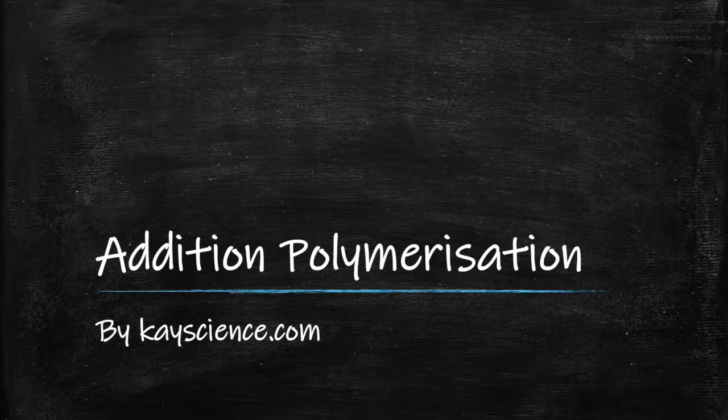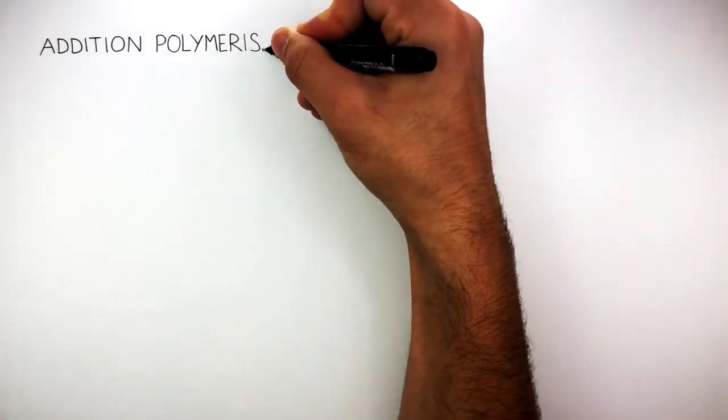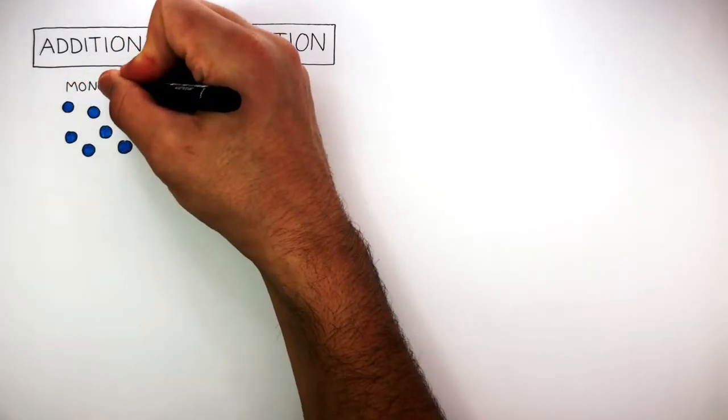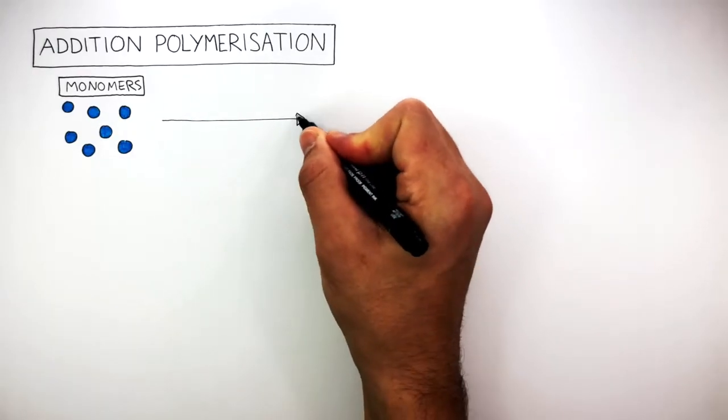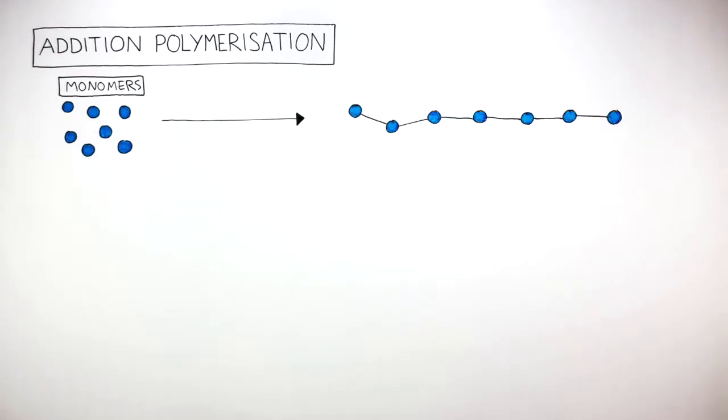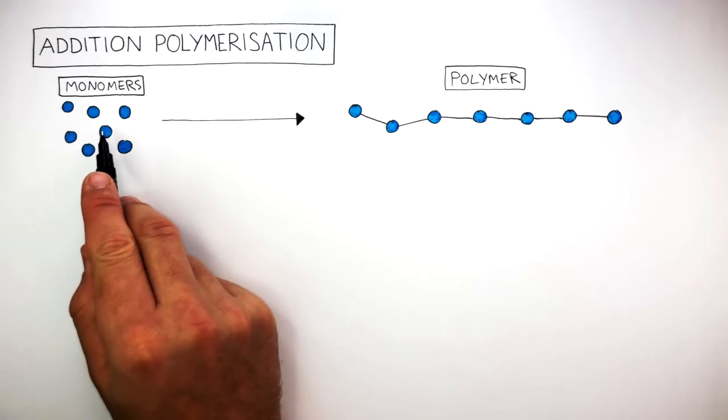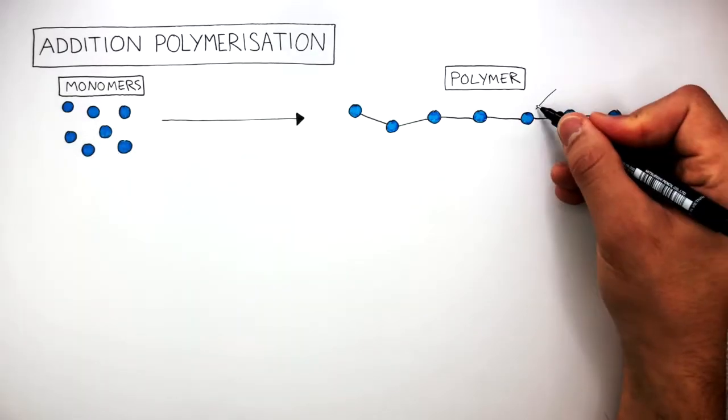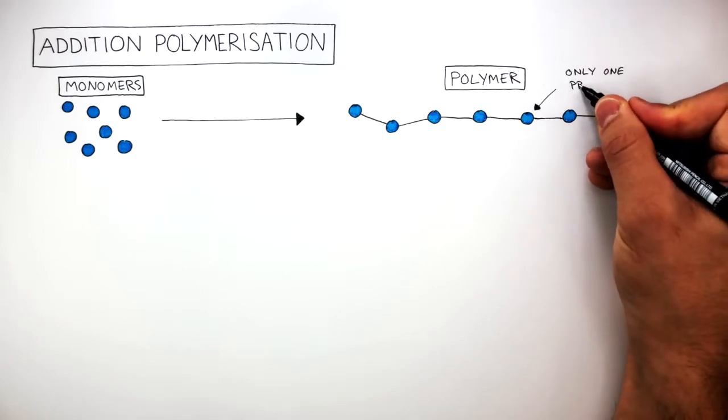Addition polymerization by KayScience.com. Addition polymerization is a chemical reaction where small reactive molecules, represented by these blue circles, known as monomers, react together or add together to form a large molecule known as a polymer. In addition polymerization, there will normally be many monomers reacting together to then form only one product.